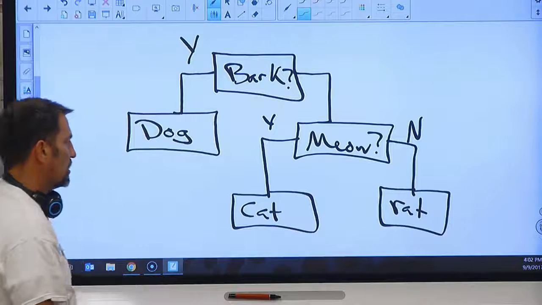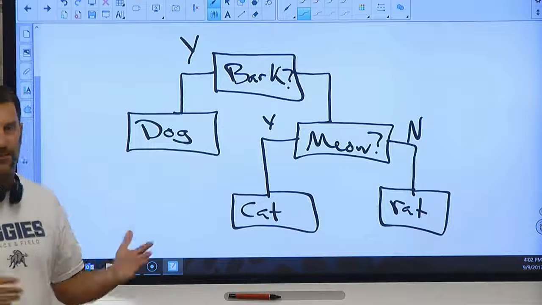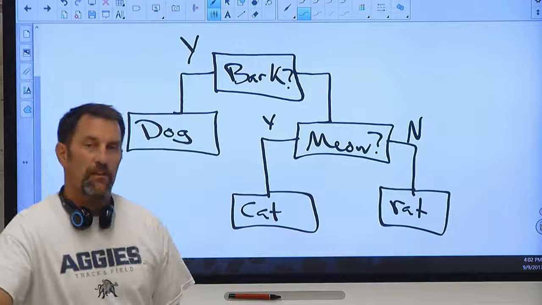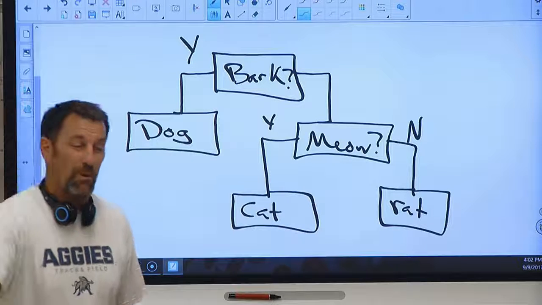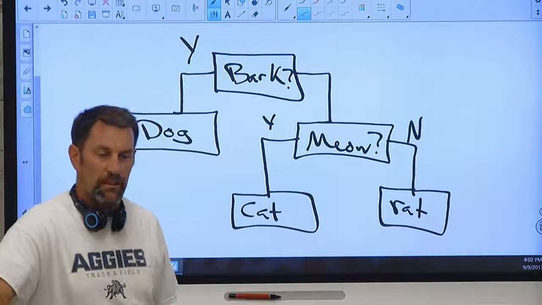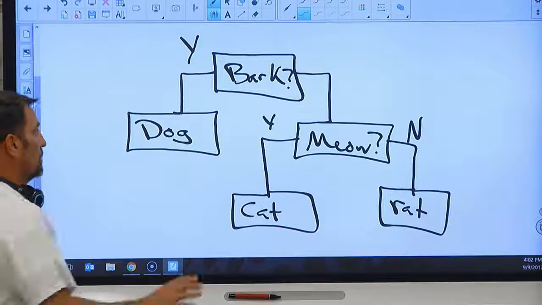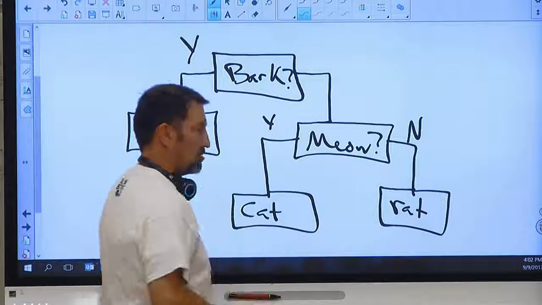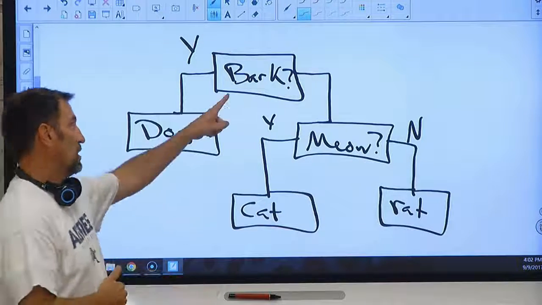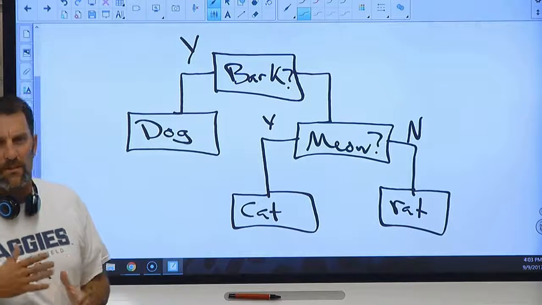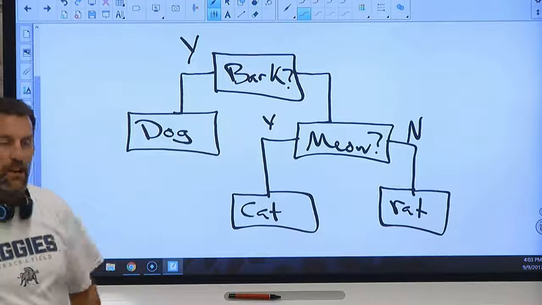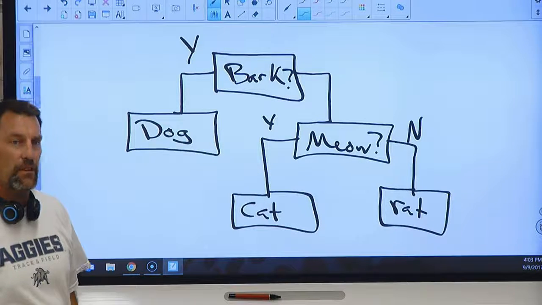So this would be a classification system we could actually follow. If we find something and it barks, we would say, all right, it's most likely a dog. If it didn't bark or meow, we would say it's most likely a rat. So notice these are yes, no questions based on properties. We never said, is it a rat? Yes, rat. Okay, we don't ask just what is it. We ask properties of it.